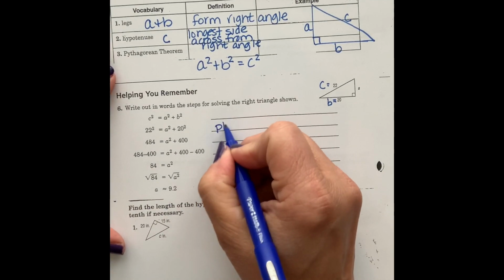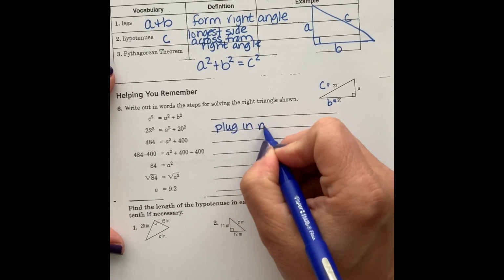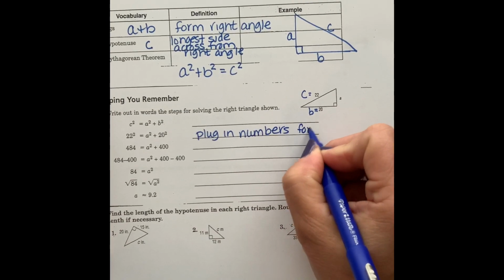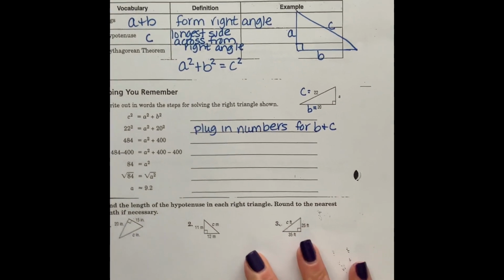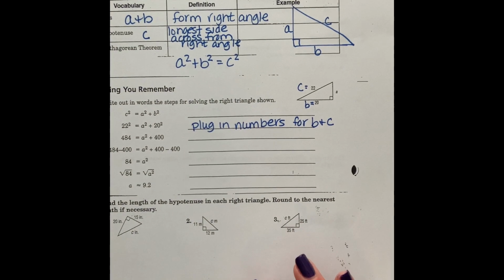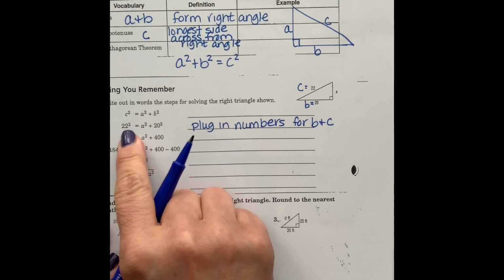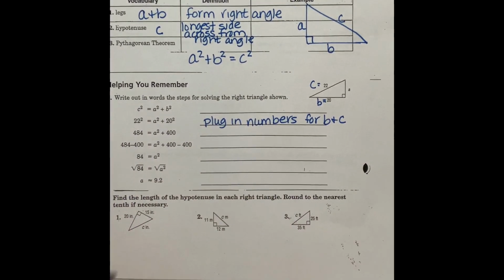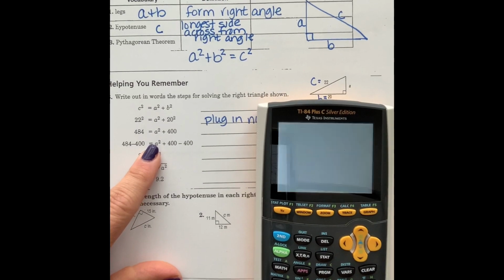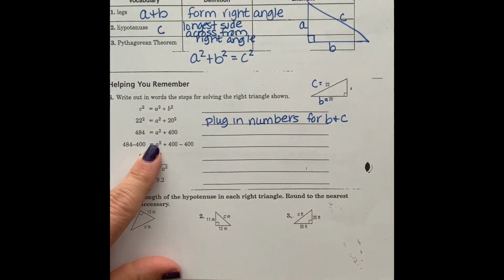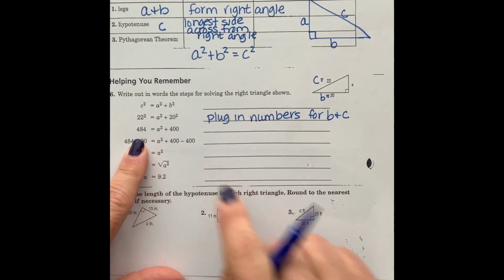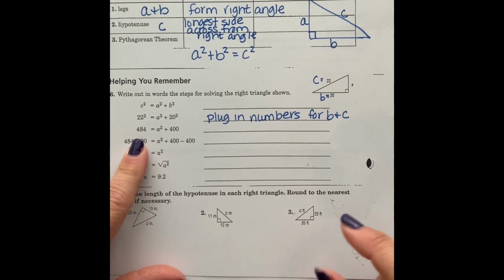So the first thing you do is plug in numbers for B and C because those are the two that we know. And once you do that, they are doing 22 squared on the calculator and 20 squared on the calculator. So if you don't have a scientific or graphing calculator, this is probably going to be the route you're going to need to do.